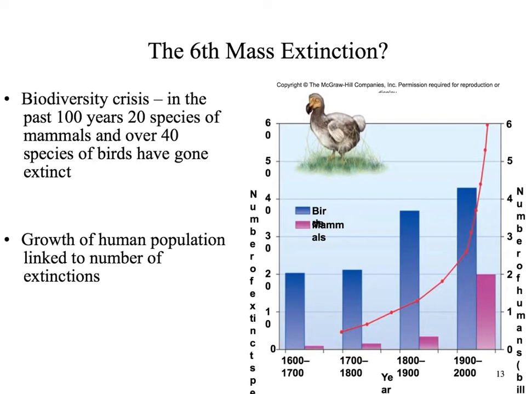In the last few hundred years, we have seen steep increases in the number of extinctions, especially in groups such as birds and mammals. This graph shows us that as human populations have increased at an exponential rate, we also see an almost exponential increase in the number of extinctions of both birds in the blue bars and mammals in the purple bars.